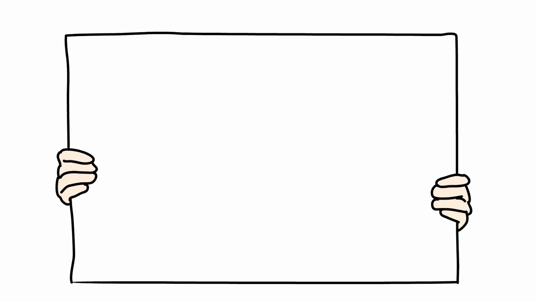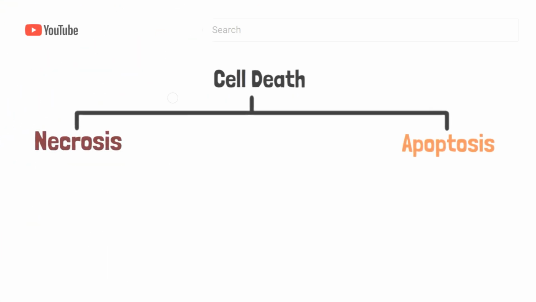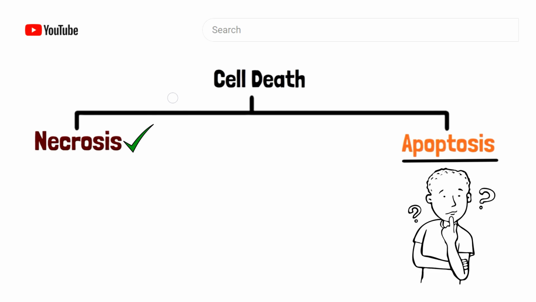This is part 3 of the video on cell injury and its pathology. So without wasting any more time, let's get started. In the previous part of the video, we discussed necrosis and its types. In this video, we will discuss apoptosis. So the first question which comes to our mind is, what is apoptosis?